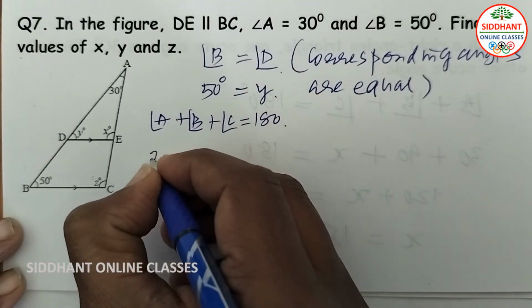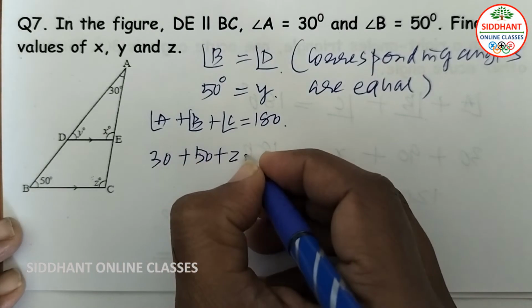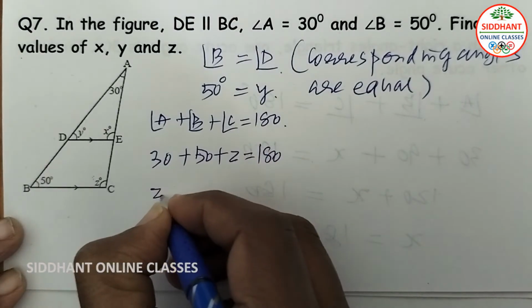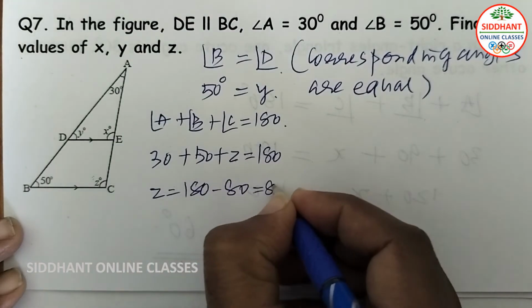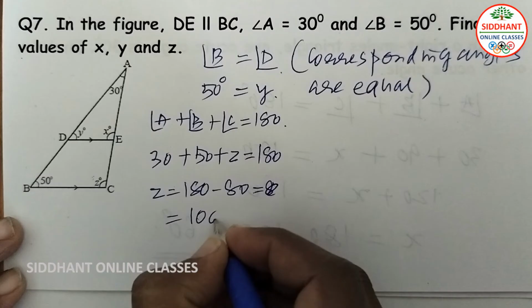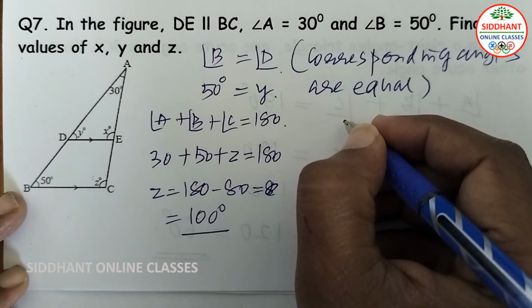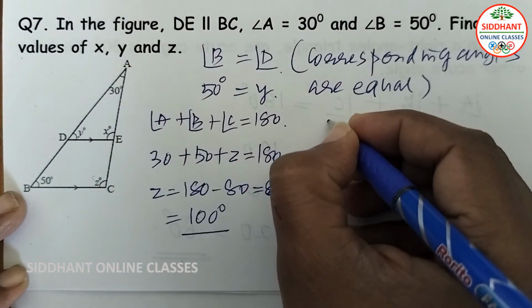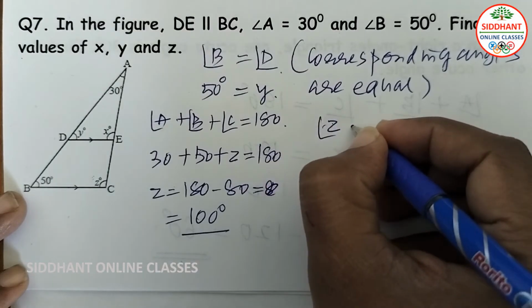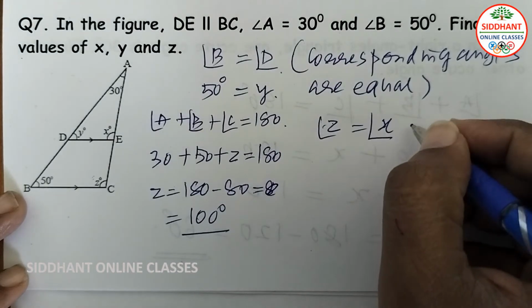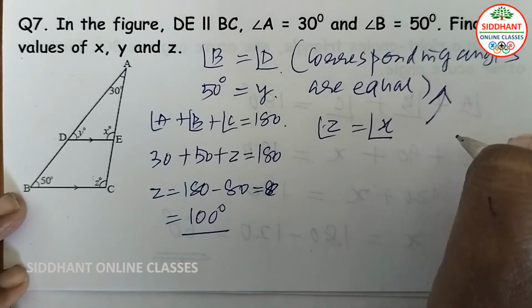So angle A is given 30 degrees, angle B is given 50, and angle C, that is Z, the sum is equal to 180 degrees. Then Z is equal to 180 minus 80, that equals 100 degrees here. When Z is equal, we are going to see the X value. Angle Z and angle X are equal. So these two are equal. Why here? The reason is corresponding angles are equal.